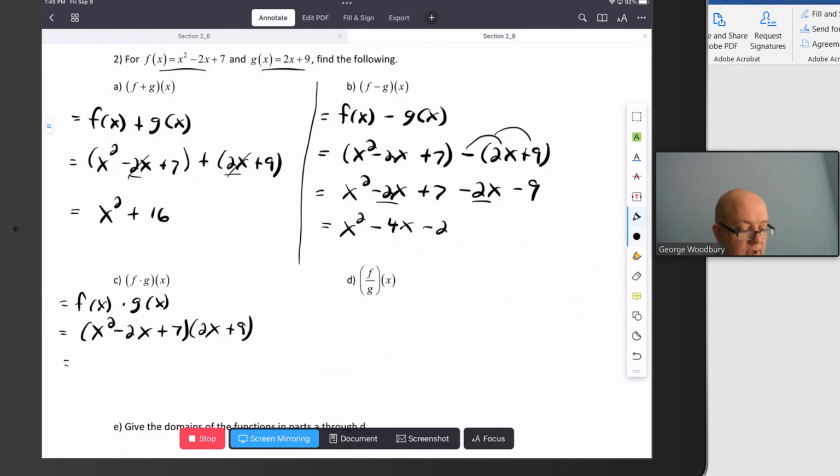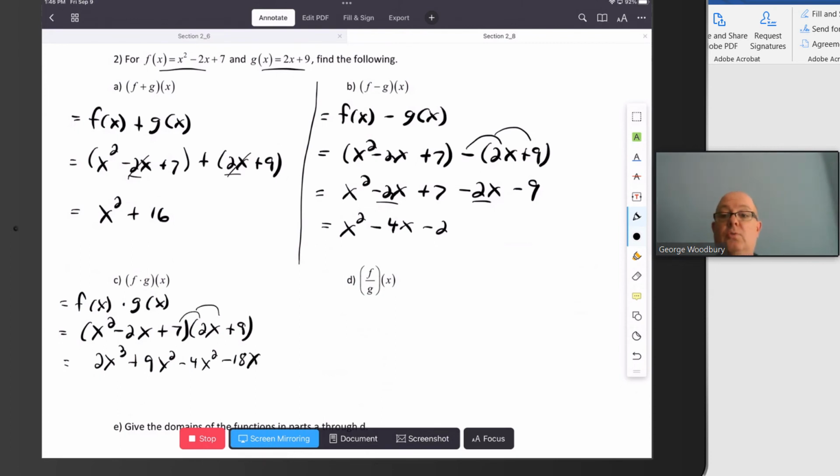Let's see, x squared times 2x is 2x cubed. X squared times 9 is plus 9x squared. Then we distribute the negative 2x through. Negative 2x times 2x, that's negative 4x squared. Negative 2x times 9, that's minus 18x.